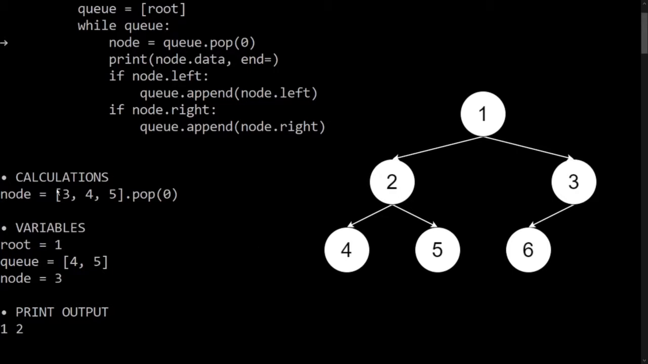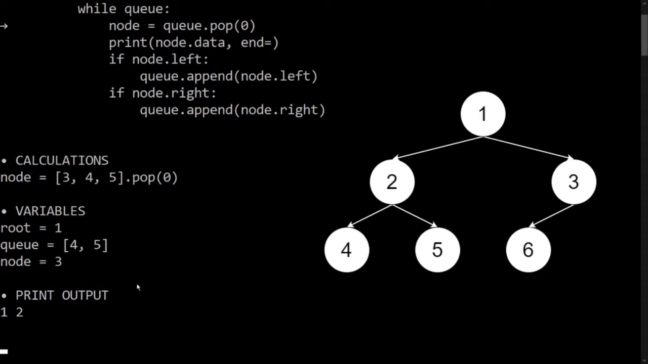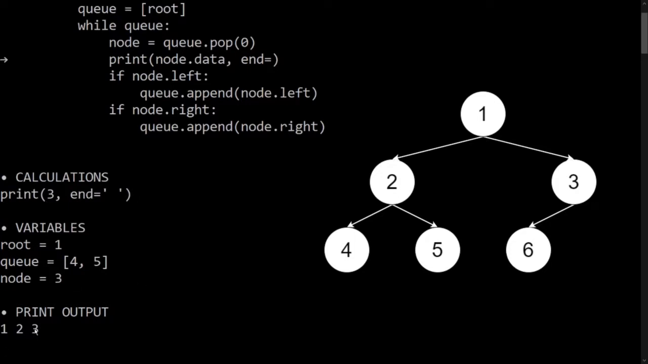Now the queue before this statement will look like this. So this is not empty, so it will again enter the while loop. It will pop the 0th element again. So after popping, the queue will look like this, and node will carry node 3's value. It will print node's data. It will check if 3 has a left child or not. Yes, it has a left child. So it will enter the if condition and append 3.left, that is 6, to the queue.